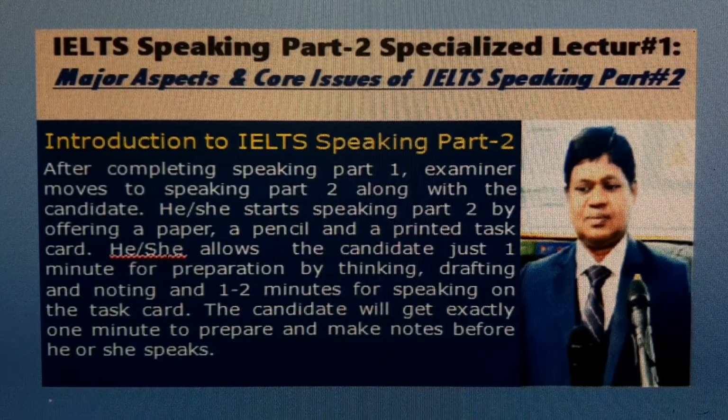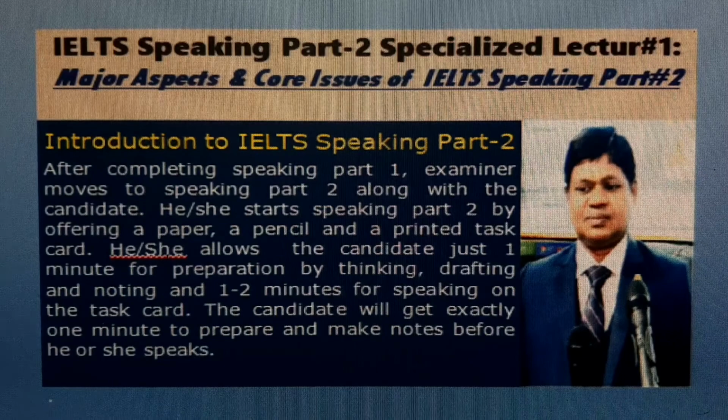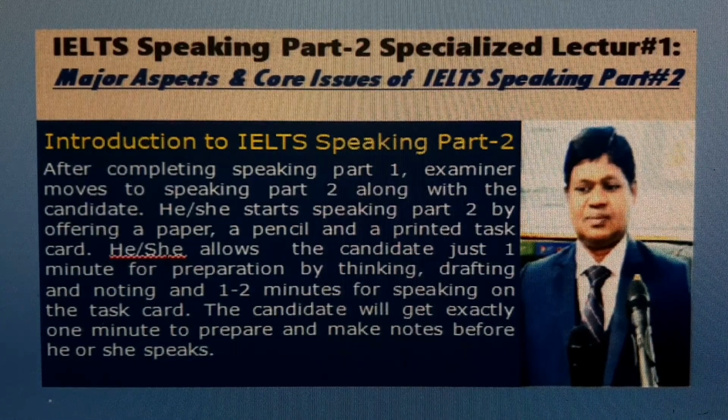In the IELTS speaking part 2, you will be given a topic by the examiner and you have to speak for 1 to 2 minutes. The topic will be one that the examiner chooses and you can't change it.